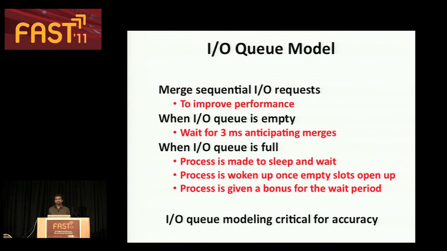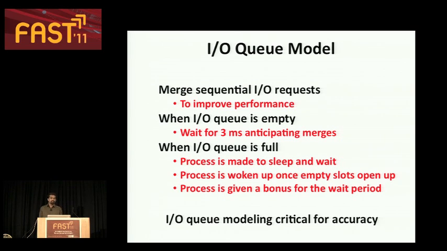This slide shows some interesting properties of the Linux I/O request queue that David has modeled. Sequential I/O requests are often merged into a single request before sending it to the disk to improve performance. When the I/O request queue is empty and a new request arrives, that request is made to wait for 3 milliseconds, anticipating merges with future I/O requests.